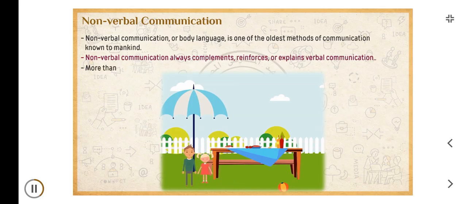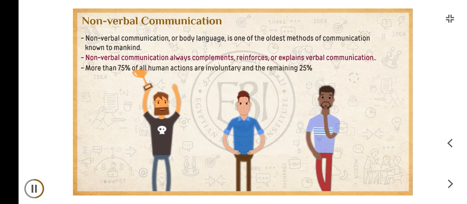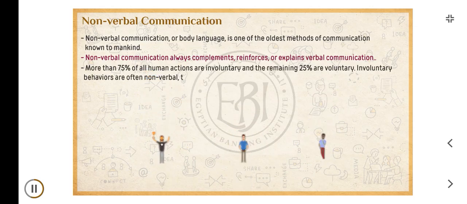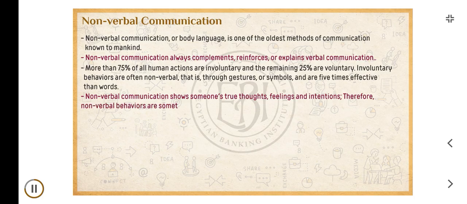More than 75% of all human actions are involuntary, and the remaining 25% are voluntary. Involuntary behaviors are often nonverbal, that is, through gestures or symbols, and are 5 times more effective than words. Nonverbal communication shows someone's true thoughts, feelings, and intentions. Therefore, nonverbal behaviors are sometimes referred to as statements because they tell us about a person's true mental state.